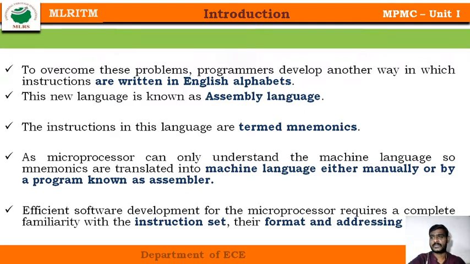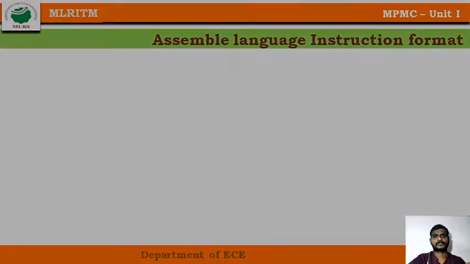If I want to write any program in assembly level language, these are the minimum requirements I need: I need to know the instruction set of that particular microprocessor, what the instruction format of that particular processor is, and what the different addressing modes are that the particular processor supports.